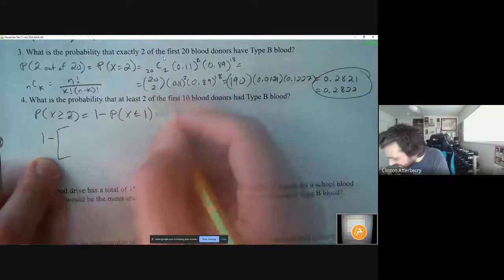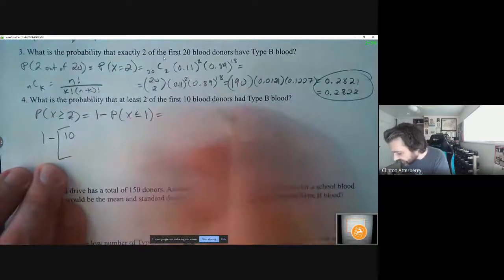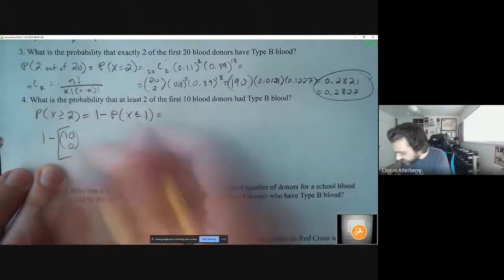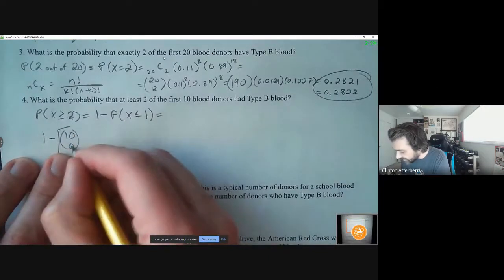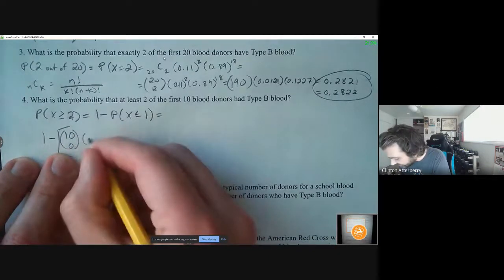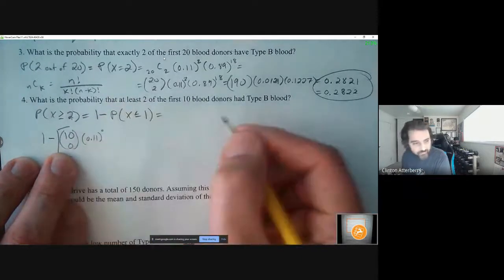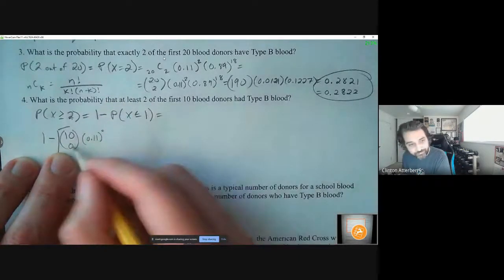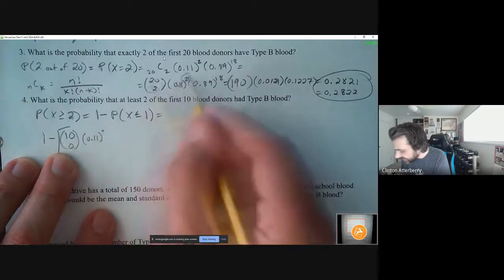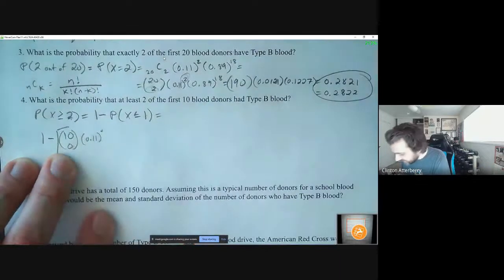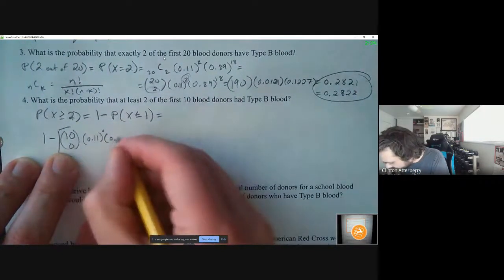I'm going to start with 0, and I'm going to count up to 1. You can start with 0 or you can start with 1. So 10 choose 0. So out of 10, none have type B blood. So my success, which is 0.11, there's none of them. These numbers here should be the same, like how those numbers were the same. And this is being multiplied, my P and my Q. And this one is always the difference.